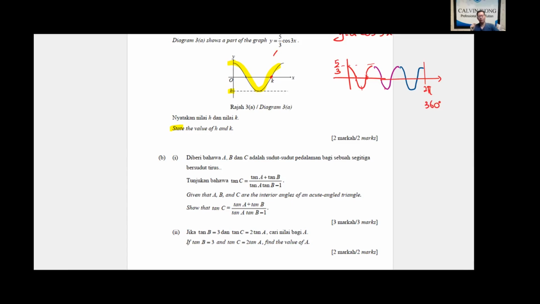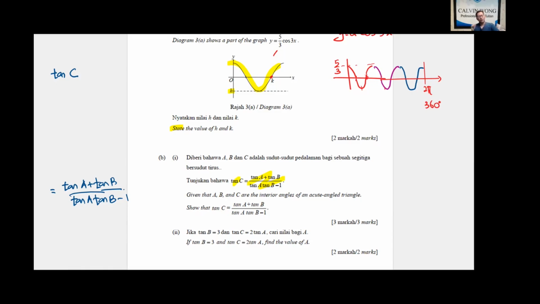Look carefully, very carefully. They want you to prove that tangent C equals tangent A plus tangent B over tangent A tangent B minus 1. Usually we start from the more complicated and then reduce to the easier one. Today I want to show you the reverse method. I start from the simple one and then come to the answer.